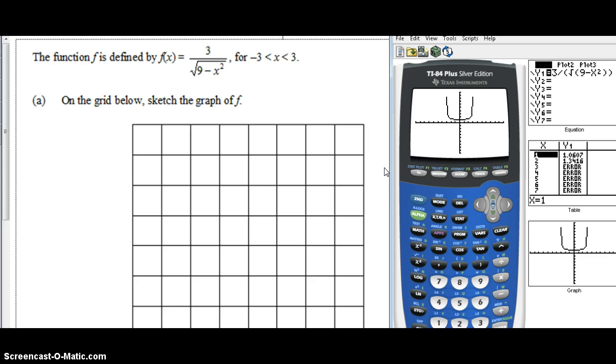Remember to use your table to help you. So you hit second table, and they want from -3 to 3. At -3, it looks like there's an asymptote, the function is undefined, which makes sense because that would go to 0. And then also at 3. So these points you would graph on your grid. Go ahead and make sure you can do that, and then bring it back to check.